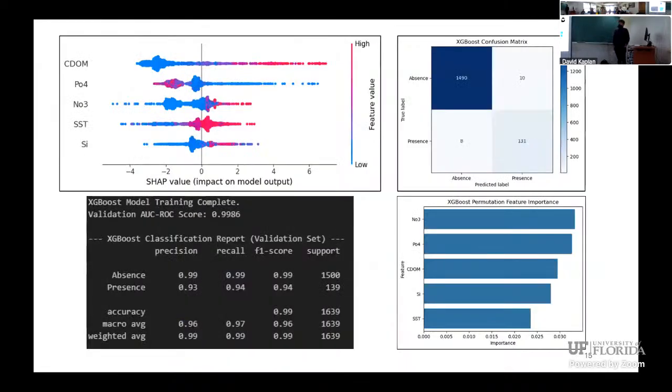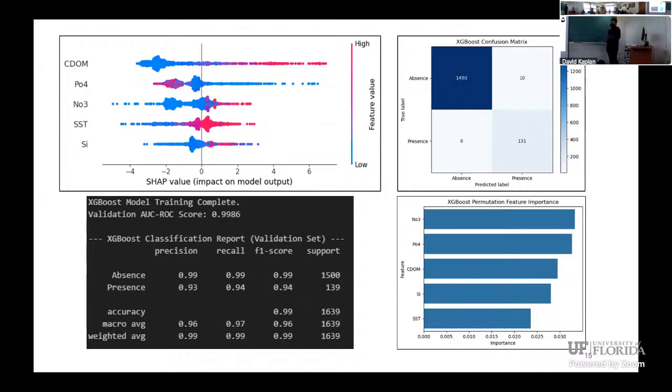So these show how well the model performed. Was it accurate? What was the accuracy? What was the precision of it? So let's see first of all the SHAP values. SHAP here stands for Shapley additive explanation plots, which show how each of these variables had an influence on the model. The blue means low value, red means high value.